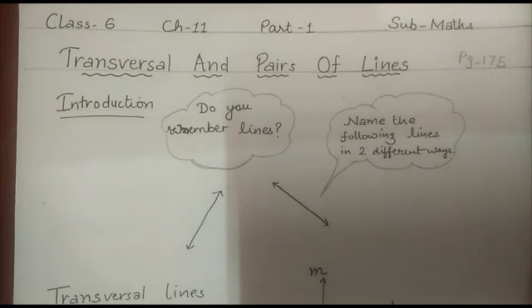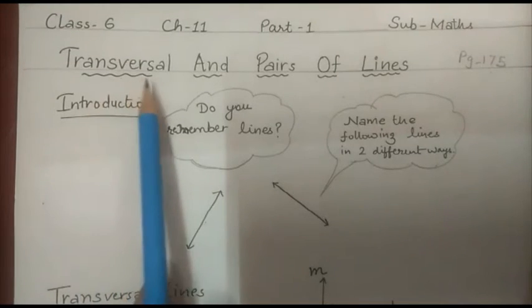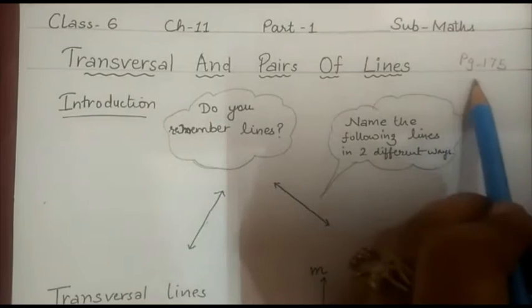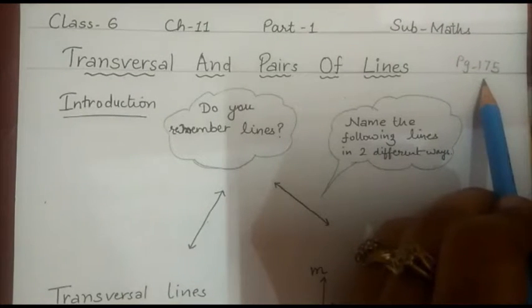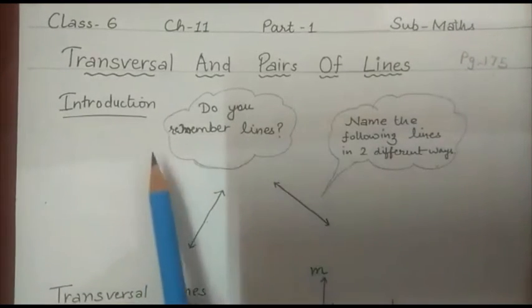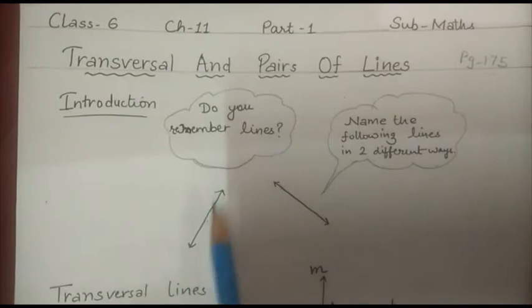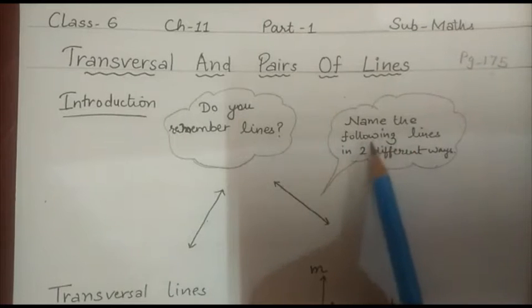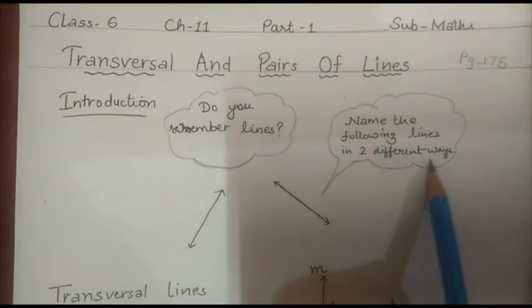Today we are going to start our new chapter, transversal and pairs of lines, that is on page number 175. Let us start. Do you remember lines? See, I have drawn two lines. You are to name the following lines in two different ways.